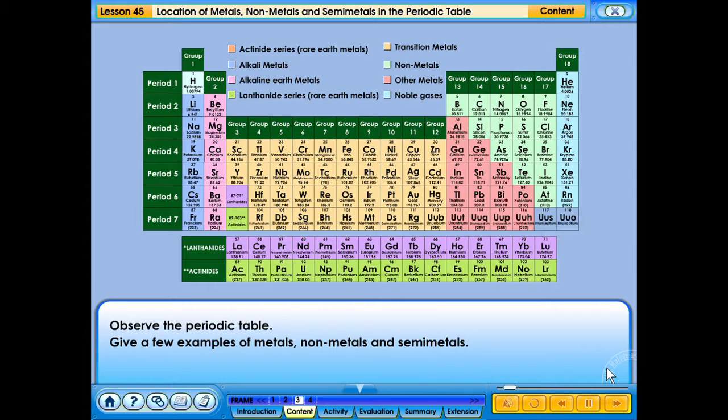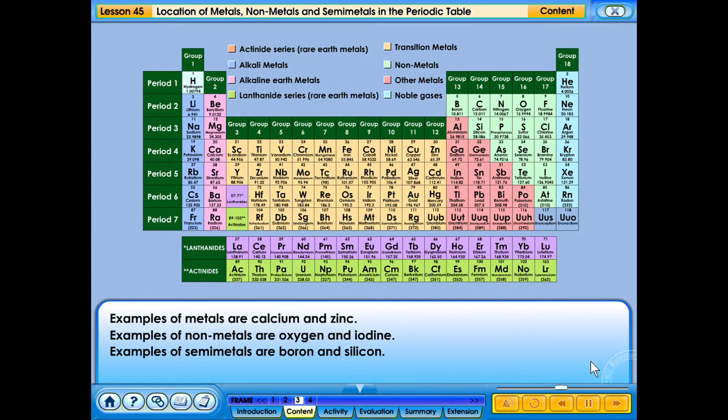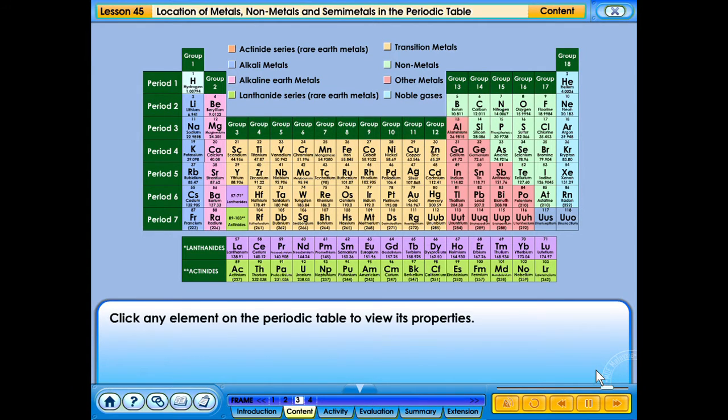Examples of metals are calcium and zinc. Examples of nonmetals are oxygen and iodine. Examples of semimetals are boron and silicon. Click any element on the periodic table to view its properties.